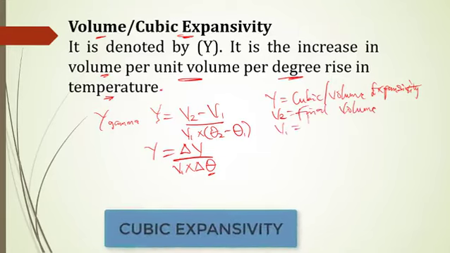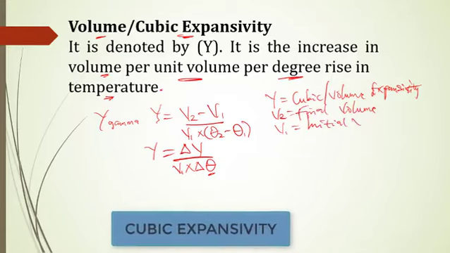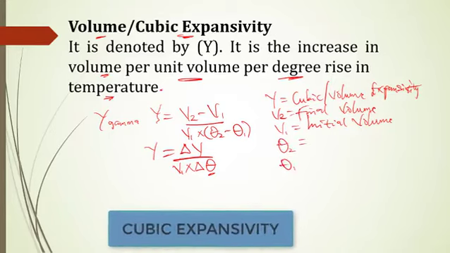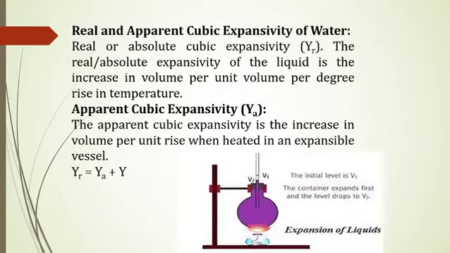And then you know V1 is initial volume. And theta 2, theta 1, I'll let you fill this up by yourself. It means final temperature and initial temperature respectively. At this point, let's talk about real and apparent cubic expansivity of water.